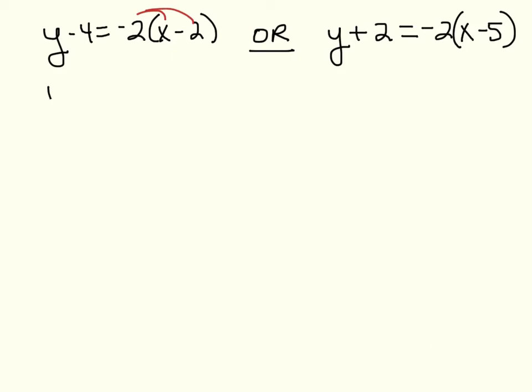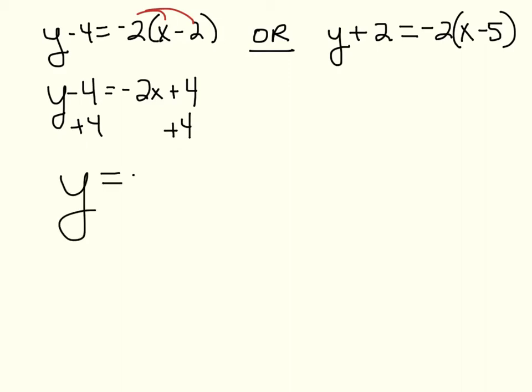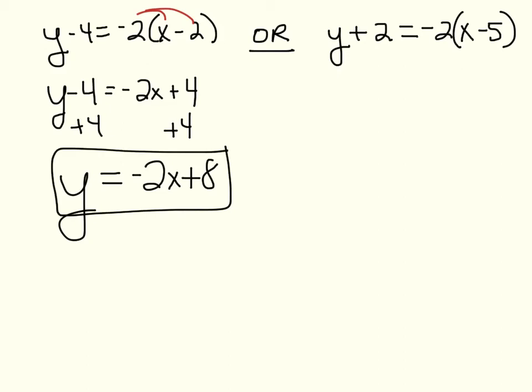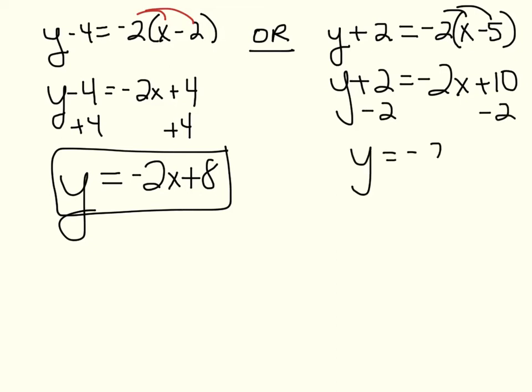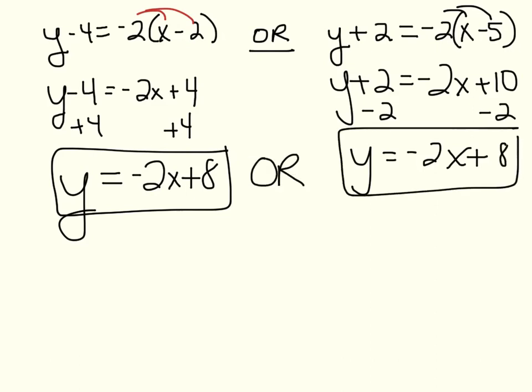Now this is all review. y minus 4 equals negative 2x plus 4. Now I need to add 4 to both sides, so your answer in slope-intercept form is y equals negative 2x plus 8. So over here, if I distribute, I'm going to get y plus 2 equals negative 2x plus 10. The opposite of plus 2 is minus 2, so y equals negative 2x, 10 minus 2 is 8. Notice, whatever answer you picked for point slope form, you get the exact same answer. So you're going to end up with the same thing.